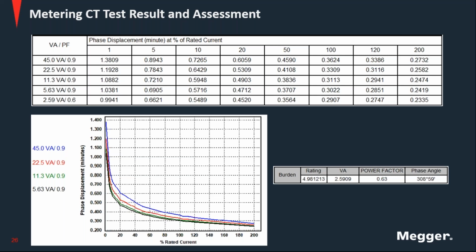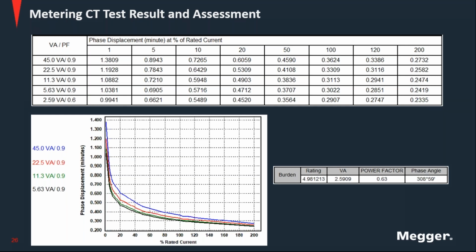Now remember that we also have to evaluate the phase deviation. It's not only the ratio; it's also the phase deviation that you need to assess and evaluate. We have exactly the same thing at different conditions of rated current and different loading conditions. And this is with the actual burden that is connected to the CT at that moment. So you are not only simulating different loading conditions, but you are evaluating how it will behave with that specific burden.